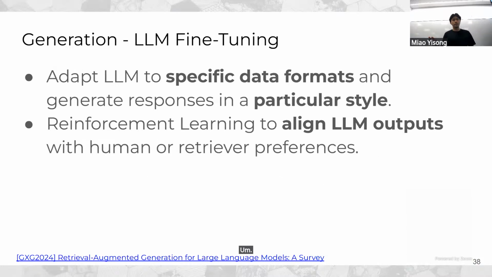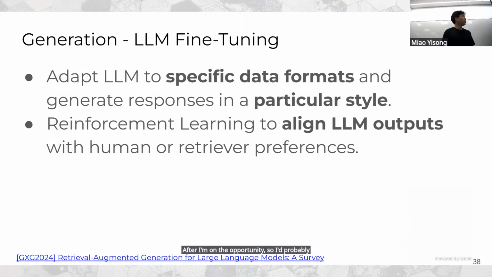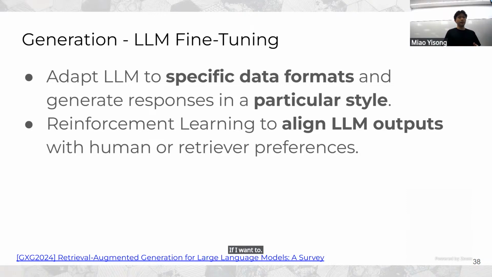And the next part is fine-tuning. So adapting the LLM to specific data formats, for instance a JSON format, if you want the LLM to only output JSON for a particular reason or particular style. Or for instance, if you want the LLM to be really aligned to your retriever outputs and be really robust to their noise, you might want to do some sort of reinforcement learning to ensure that the distribution is maximized.